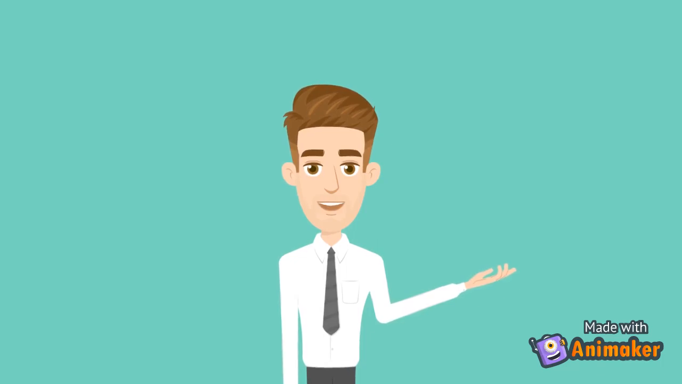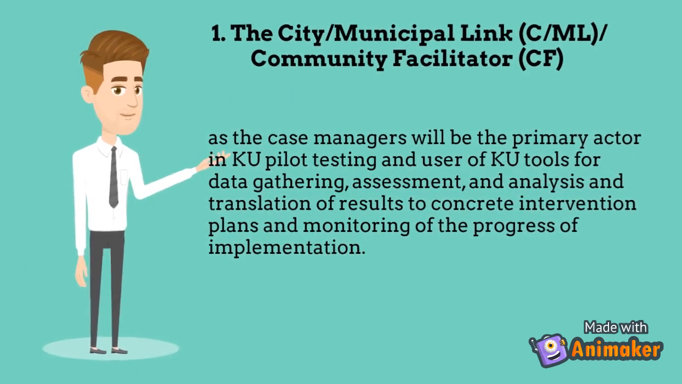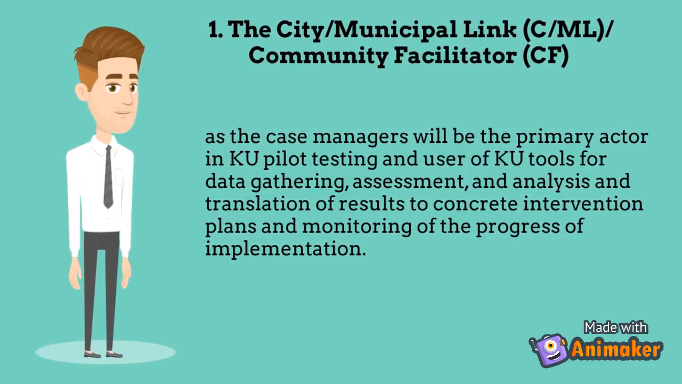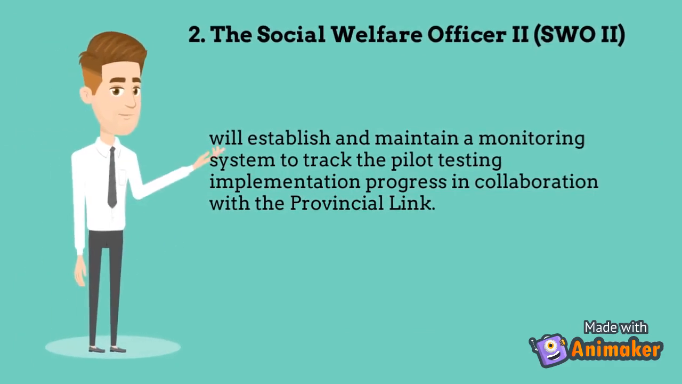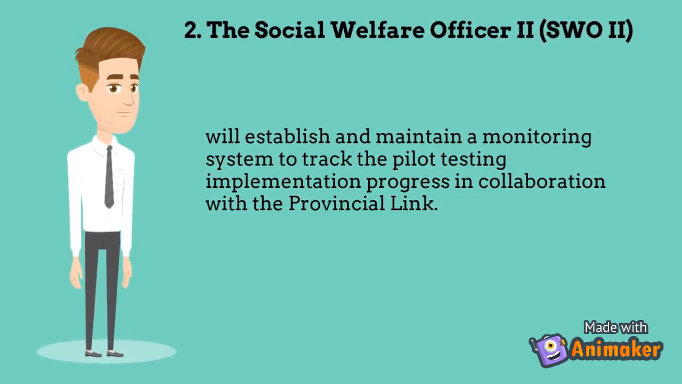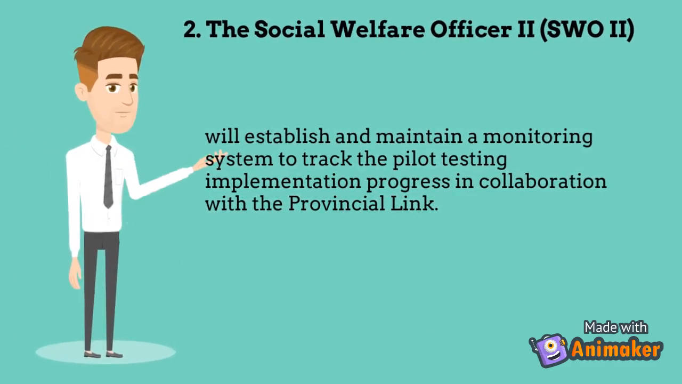Let me introduce to you the specific role of each member. Number 1, the City or Municipal Link or Community Facilitator, as the case managers, will be the primary actor in KU pilot testing and user of KU tools for data gathering, assessment, and analysis and translation of results to concrete intervention plans and monitoring of the progress of implementation. Number 2, the Social Welfare Officer 2 will establish and maintain a monitoring system to track the pilot testing implementation progress in collaboration with the Provincial Link.